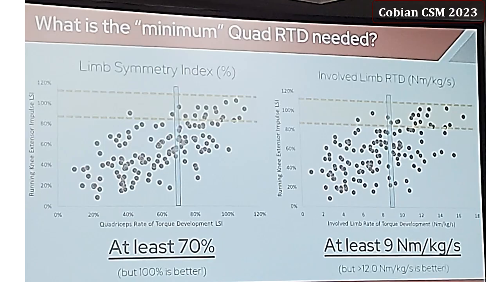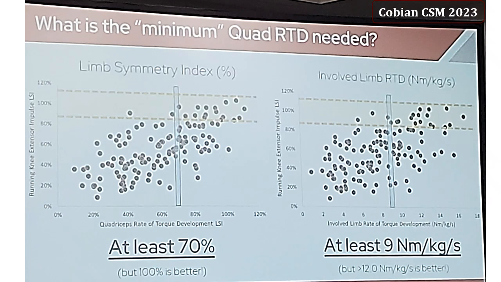This is a slide from Dan Cobian from CSM 2023. It's a little bit faint, I apologize. It is a photograph. So let's look at the first graph on the left. We have running knee extensor impulse limb symmetry index going from 0 to 120%, and then running across the x-axis is the quadriceps rate of torque development LSI. And it's important to note how the rate of torque development is quantified here.